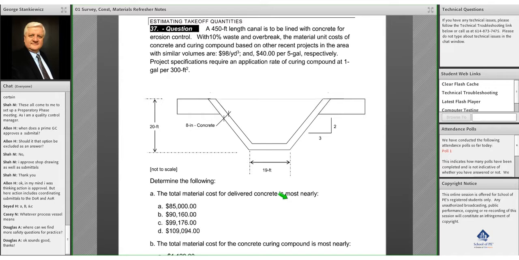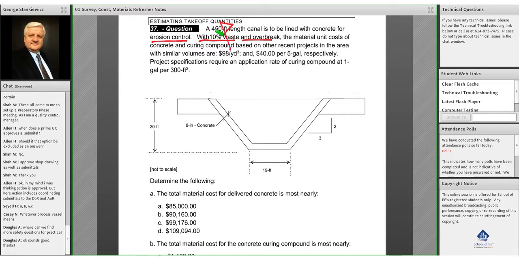Now we're going to look at quantity takeoffs and what to do and how to assemble a problem statement similar to this. So we have a 450 foot length canal is to be lined for concrete erosion control, with a 10% waste and overbreak.